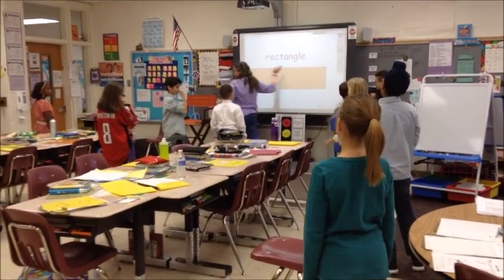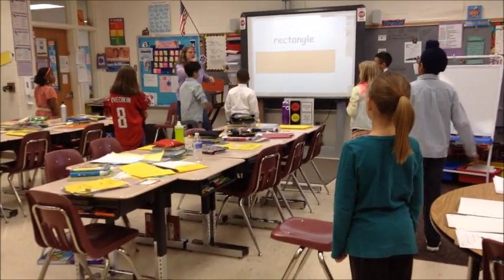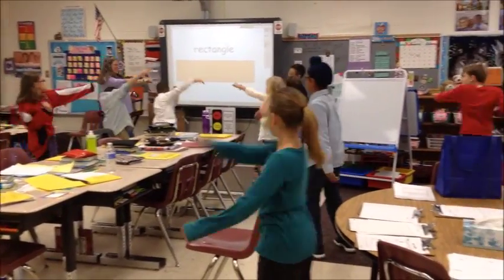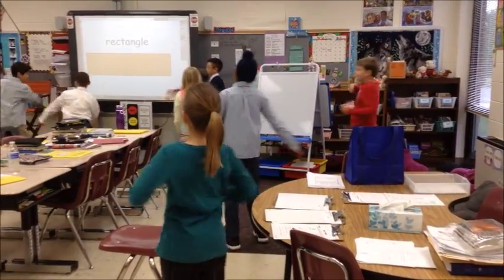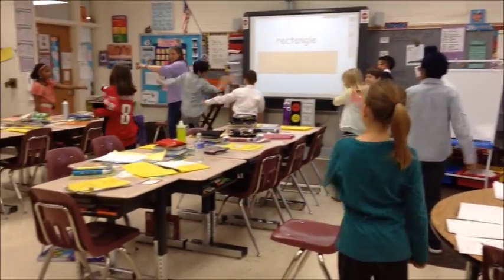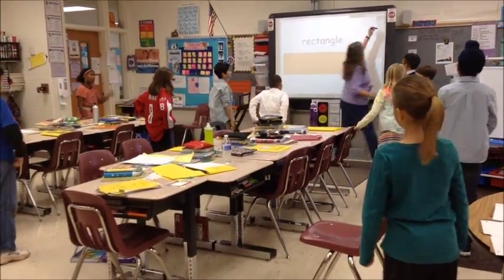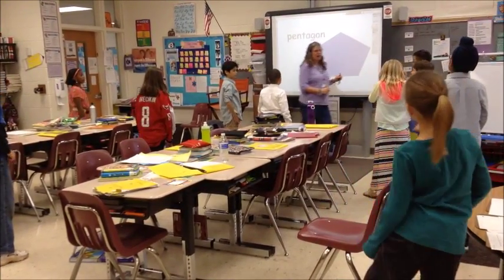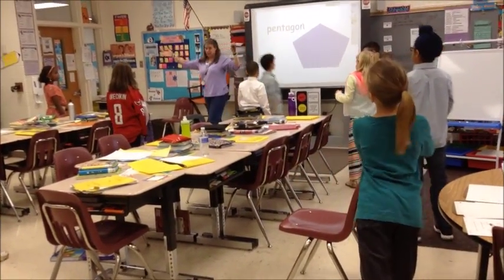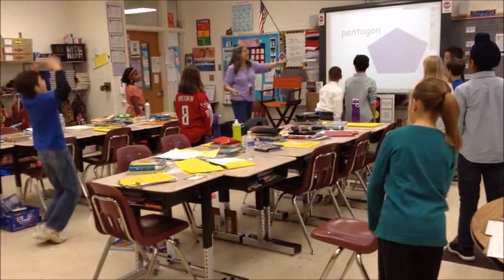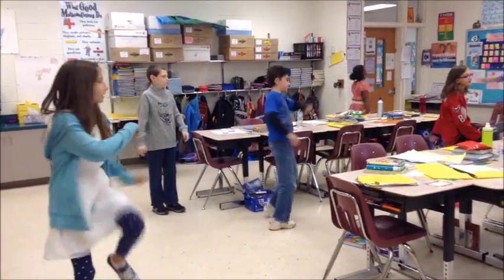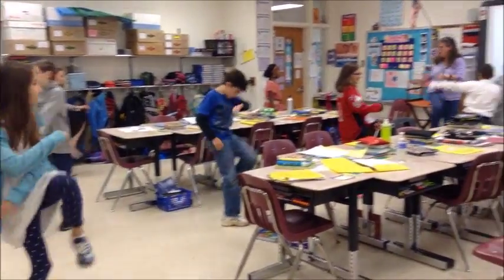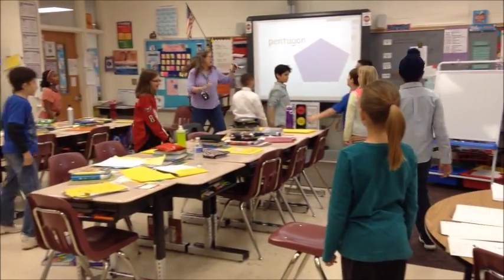Big one. Rectangle. Crossing our arms. R, E, C, T, A, N, G, L, E, rectangle. Pentagon, thinking about the building down in Washington, D.C. Pentagon. We're going to lift our knees this time. P, E, N, T, A, G, O, N, Pentagon.